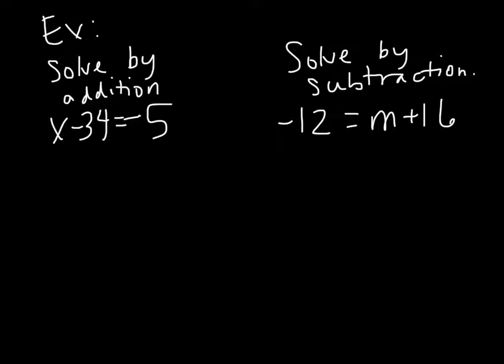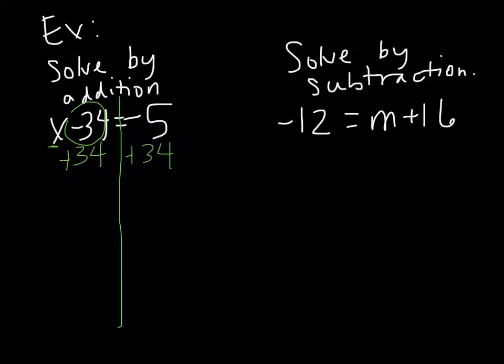So some examples, these should be review. If we need to solve by addition, we have x minus 34 equals negative 5. So what's my variable? X. What's being done to it? I'm subtracting 34 from it. What's the opposite? Add 34. But I have to be fair and equal in my equations. That equal sign is like a big wall. And if I add 34 over here to the left side of the wall, I have to add 34 over here to the right side of the wall.